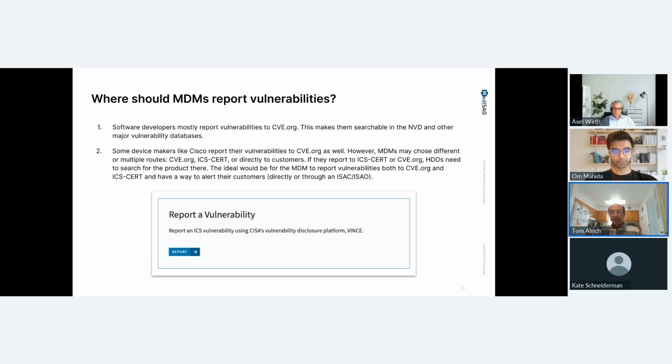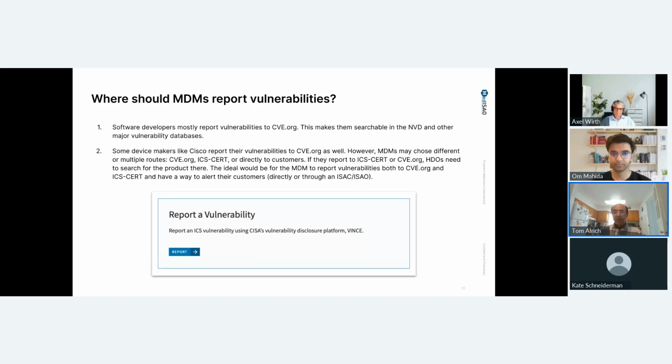But they will be searchable in any database that uses CVEs, and the vast majority of vulnerability databases are based on CVEs. There are some other ones like GitHub security advisories, but they're fairly small, and sometimes they have a CVE anyway. So software developers really need to report them to cve.org. Now, device makers sometimes, like Cisco, report their vulnerabilities in their devices. They don't make medical devices, as far as I know, but they make lots of networking devices, and they report all those to cve.org.